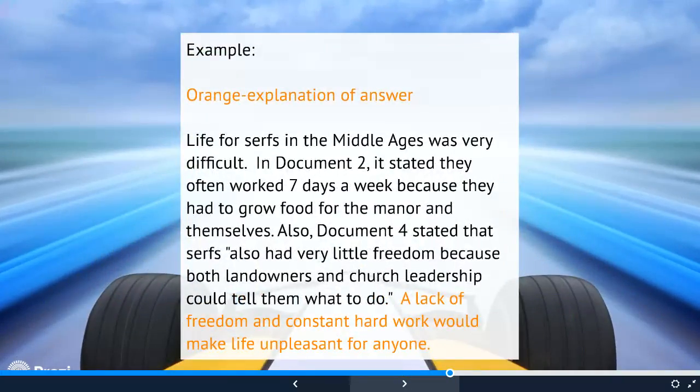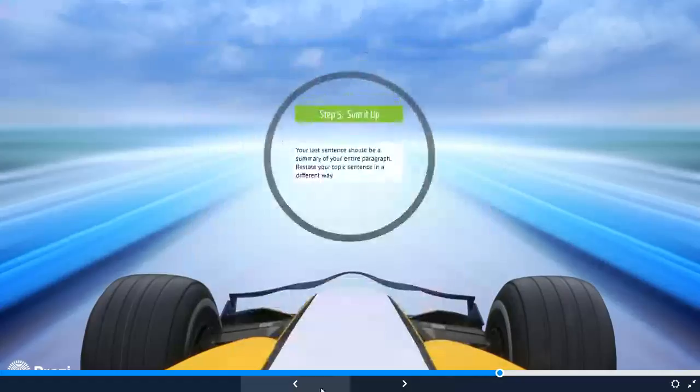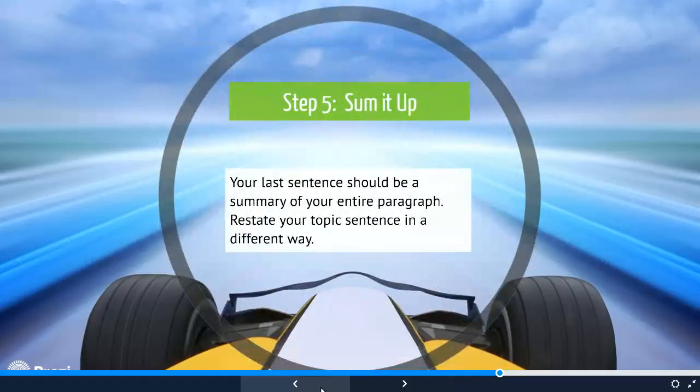So here's an example. Life for serfs in the Middle Ages was very difficult. That's step 1. Step 2: in document 2, it stated they often worked 7 days a week because they had to grow food for the manor and for themselves. Also, document 4 stated that serfs also had very little freedom because both landowners and church leadership could tell them what to do. That's step 3. Step 4 is the explanation portion: a lack of freedom and constant hard work would make life unpleasant for anyone. Excellent.